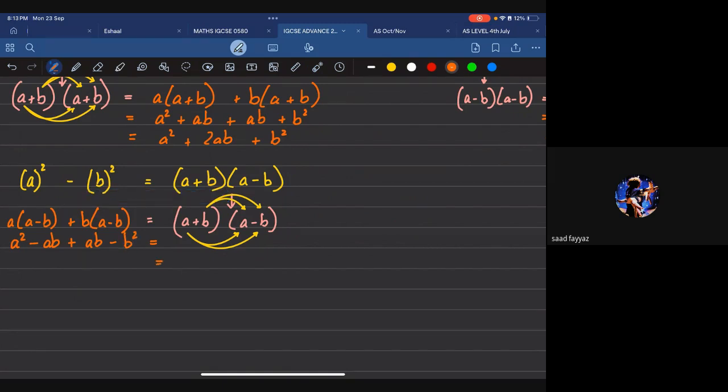Simplifying this further, what am I going to get? If I simplify this further, I'm going to get a squared. These two will get cancelled out because it's minus ab plus ab. And this is going to be written as a squared minus b squared. Hence proven that if I simplify a plus b times a minus b, the simplified form of it is going to be a squared minus b squared.